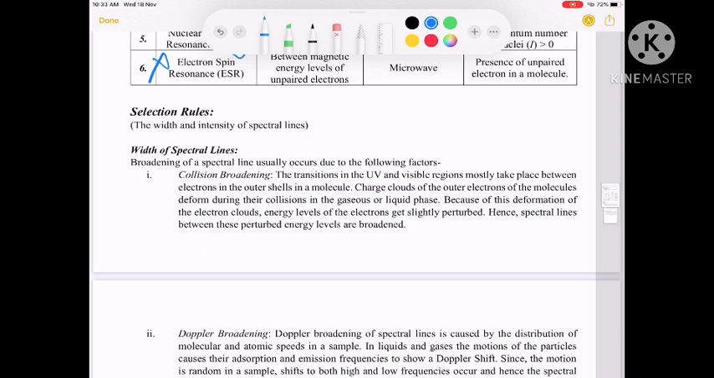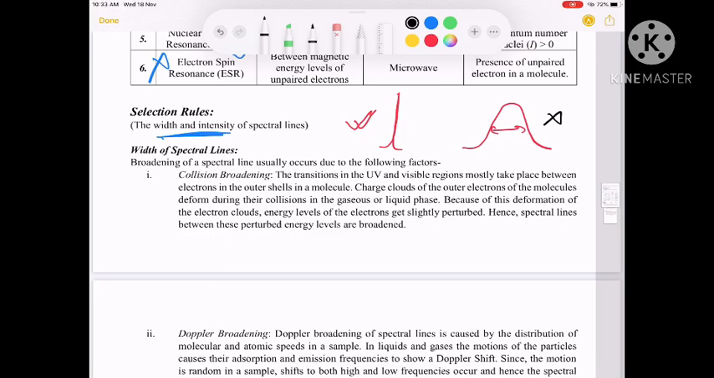Now see what happens in spectroscopy. We have some selection rules that govern the width and intensity of the spectral lines. Intensity means, say, a spectrum is like this and another spectrum is like this. This spectrum is more appropriate because the peak is sharp, so it will give us more appropriate information about the molecule. But for this one, the peak is broad, so this type of spectrum gives us less information and is less appropriate.